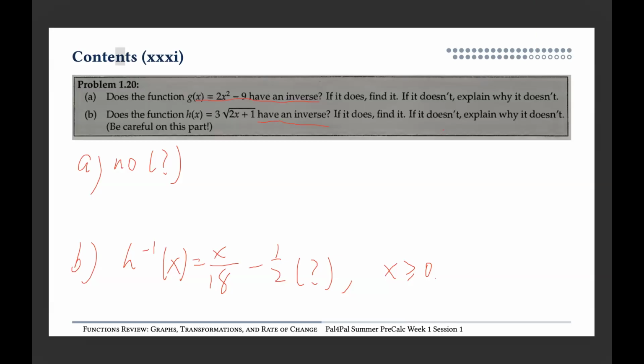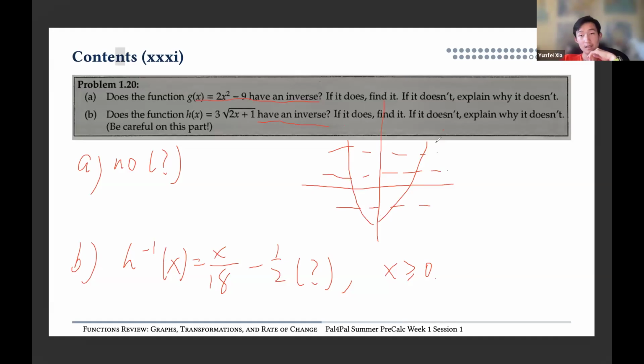No, it doesn't have an inverse. What's your justification? So basically this is a parabola, so for each y value there are two possible x values that satisfy it, excluding the vertex. So therefore it can't have an inverse.